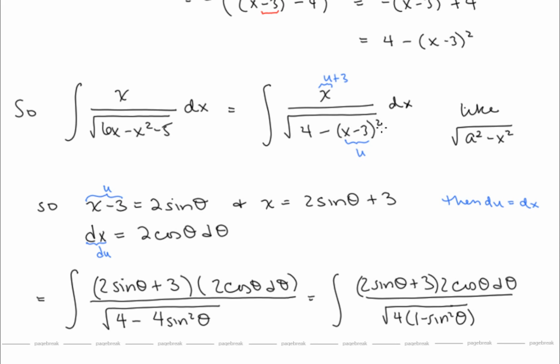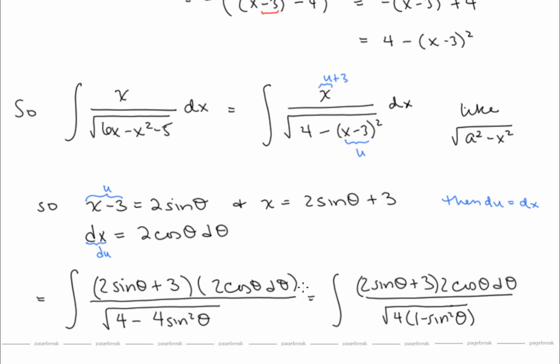Here's our x minus 3 quantity squared, so that's going to be 4 sine square theta. That goes here. Here's our x, which is equal to 2 sine theta plus 3. That goes here. And here's dx, which is equal to 2 cosine theta d theta, and that's here.